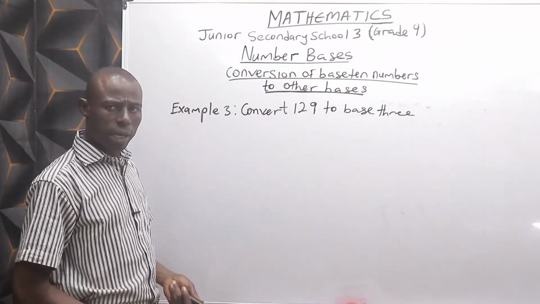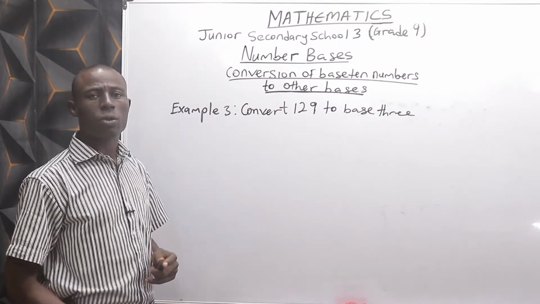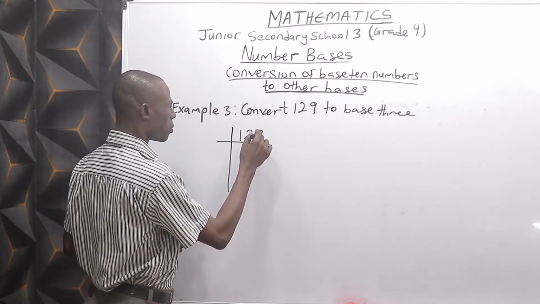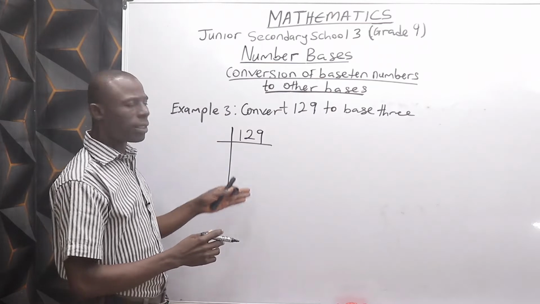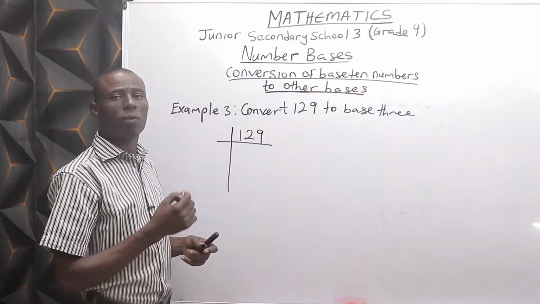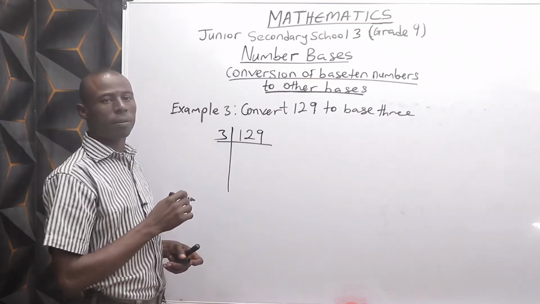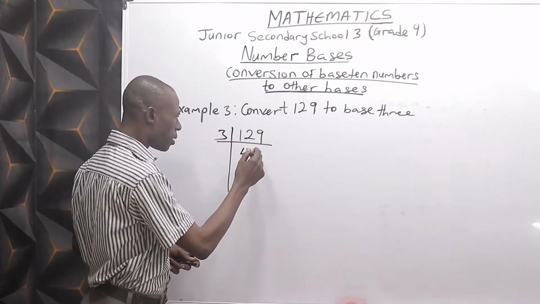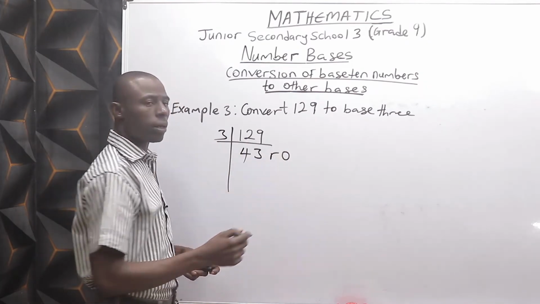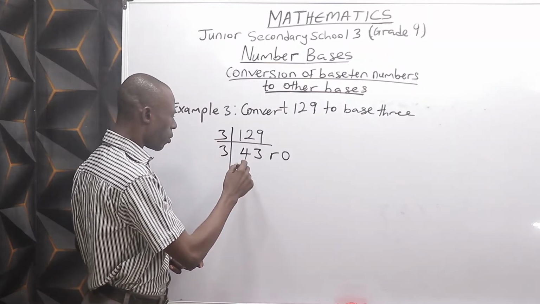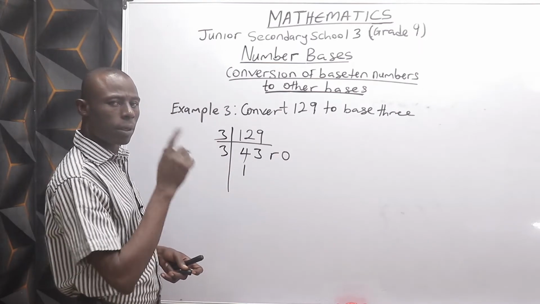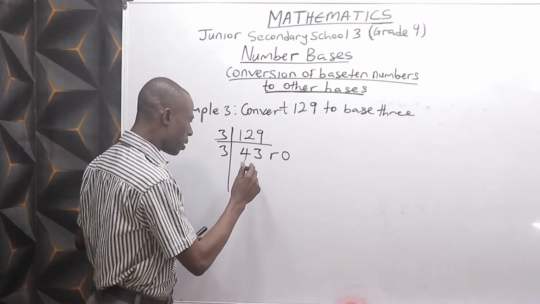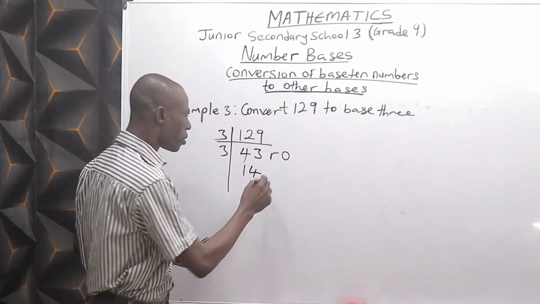129 is a number in base 10. So we are converting it to base 3. Let's engage it in long division. We divide the 129 by the base to which we are converting the number, base 3. 3 in 12, that's 4. 3 in 9, that's 3. Remainder 0. 3 in 4 gives 1. It remains 1. Use the 1 with 3 forming 13. 3 in 13, that is 4. That one remains 1.